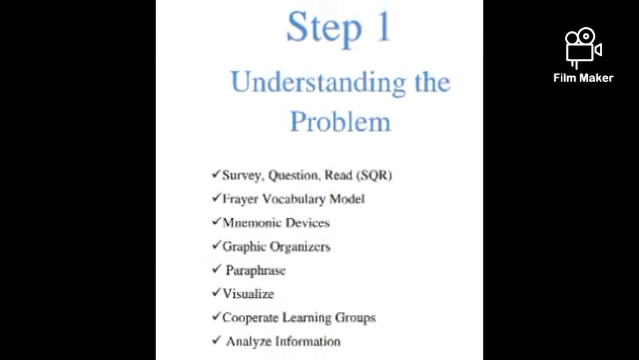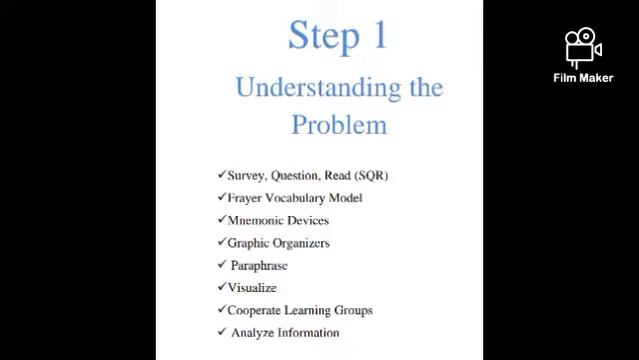Another strategy for step one to help students better understand the problem is the Frayer vocabulary model. What is the Frayer vocabulary model? It is a concept map that helps students make relational connections between and among vocabulary words. And how to make use of the Frayer vocabulary model? The use of the Frayer vocabulary model takes four steps or four phases. Step one is identify the concept or vocabulary word.